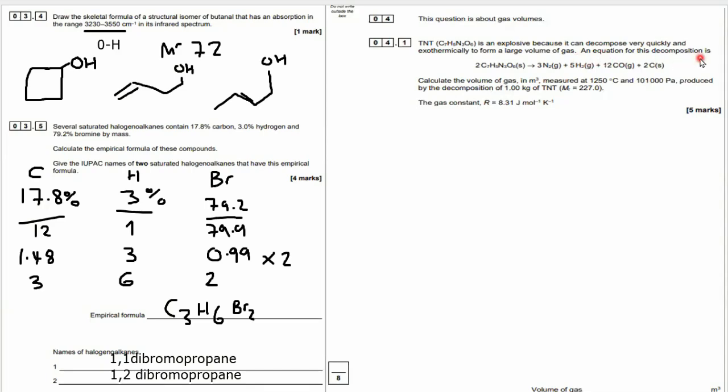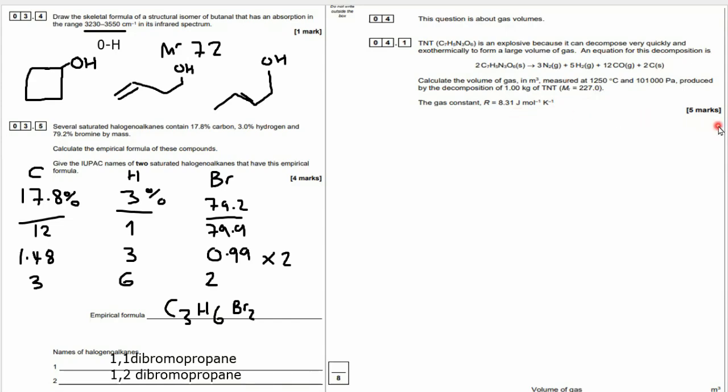An equation for this decomposition is 2 C7H5N3O6 solid decomposes to 3 nitrogen molecules in the gaseous form, 5 hydrogen molecules gaseous, plus 12 carbon monoxides gaseous, plus 2 carbon solid. Calculate the volume of gas in meters cubed, measured at 1250 degrees Celsius and 101,000 pascals, produced by the decomposition of 1 kilogram of TNT with an Mr of 227. The gas constant for this question is R equals 8.31, and it's a 5 marker.